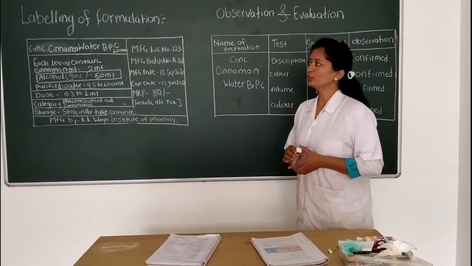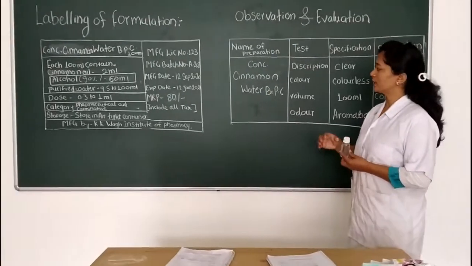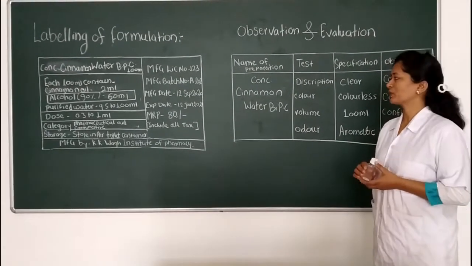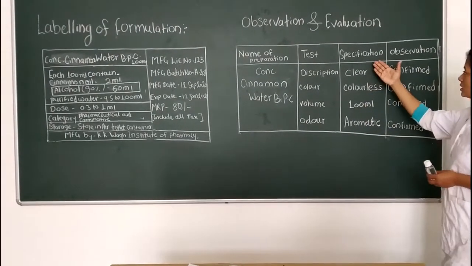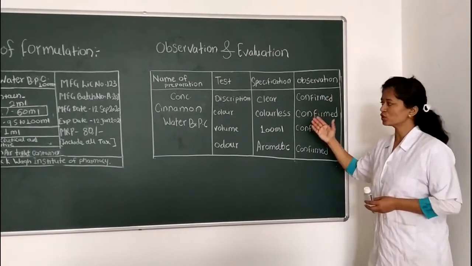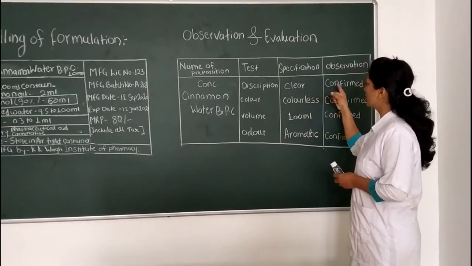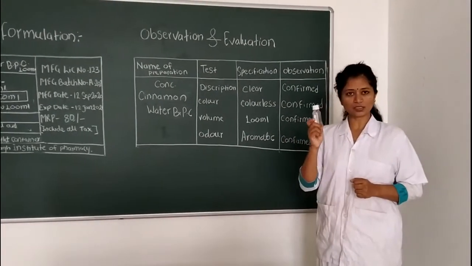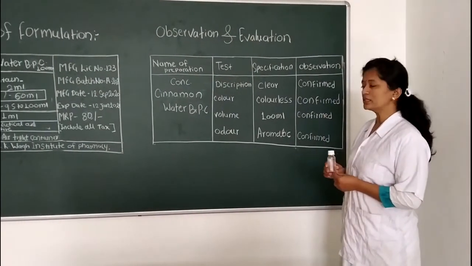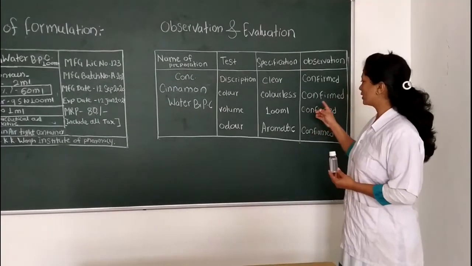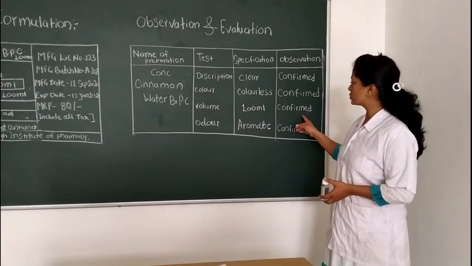Then we move towards the observation table and evaluation of our concentrated cinnamon water BPC. This is the evaluation table which contains the test, specification and observation. The first test is description. Description is clear. Our preparation's description is also clear, and we confirm that test. Then color: its color is colorless, and we confirm that test. Volume is 100 ml, and we also confirm that test.